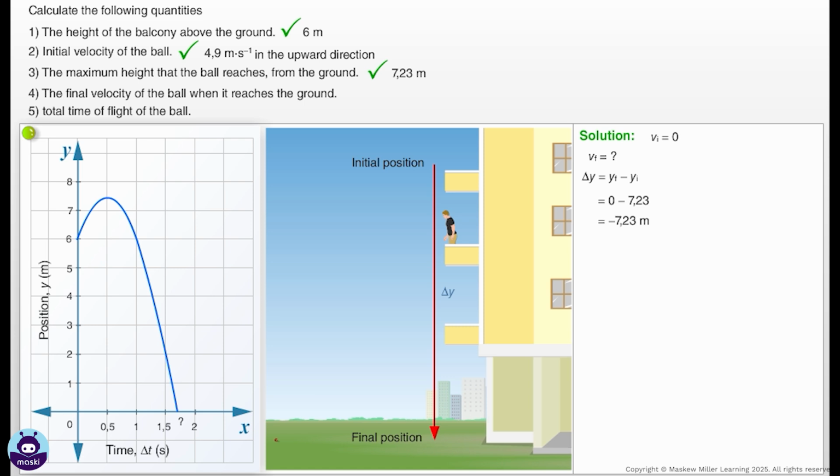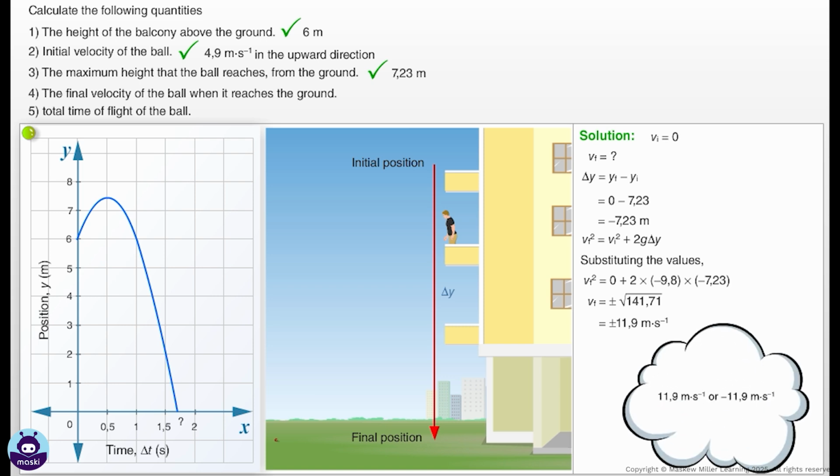The final velocity of the ball when it reaches the ground can be found using the equation of motion. Vf square equals Vi square plus 2g delta y. Substituting the values, Vf equals plus or minus square root of 141.71 equals plus or minus 11.9 meters per second. Mathematics gives us two values of velocity. However, we reject the one that does not fit our example.